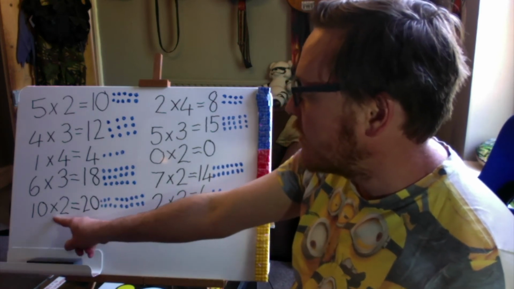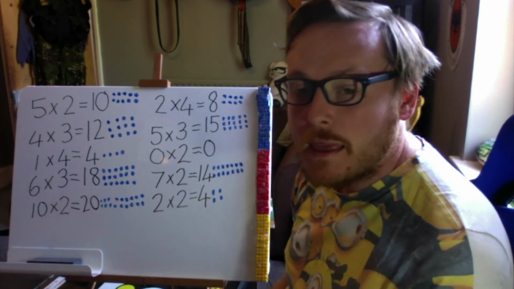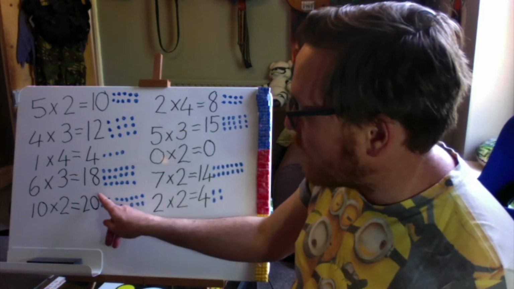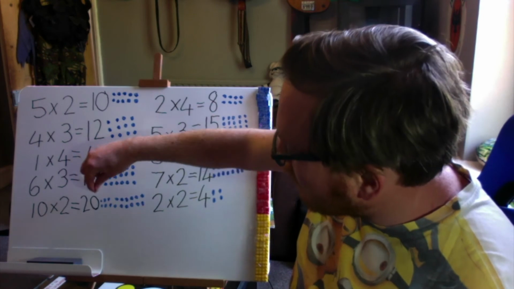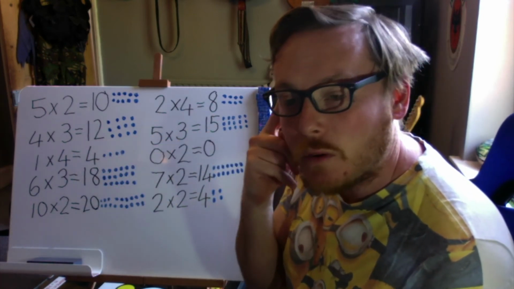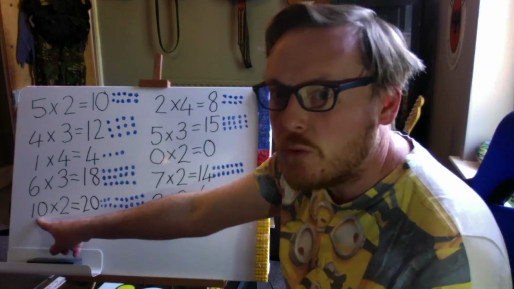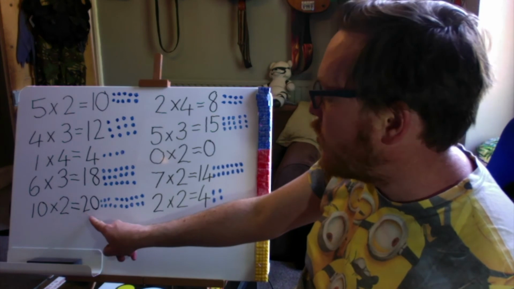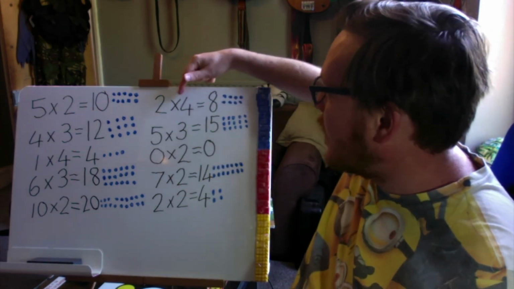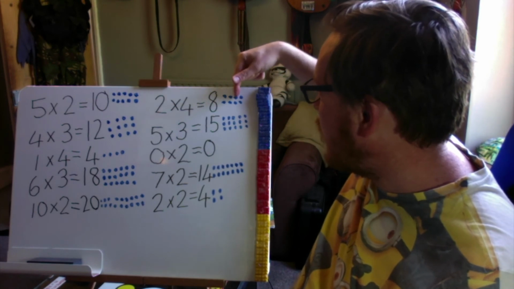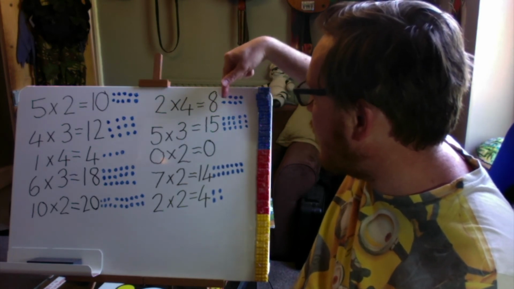Now 10 times 2. That can be a little bit trickier, but a good way of remembering how to do it is when we're doing 2s, we can just go 1 2 and do each group as 1, and that'll help you remember. Just make sure you only do 10 groups then. Okay, and 10 times 2 was 20. 2 times 4 was 8. 1, 2, 3, 4, 5, 6, 7, 8.